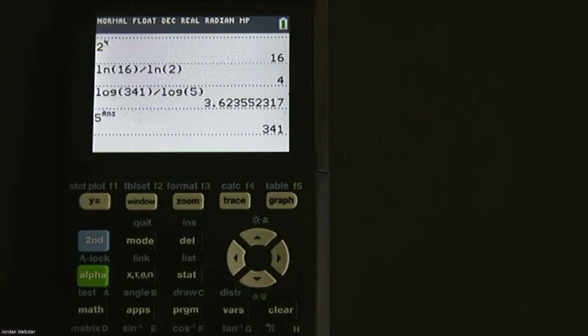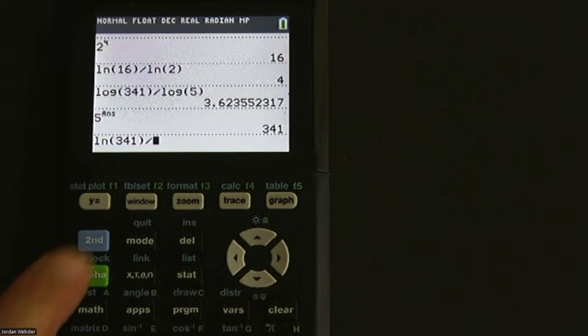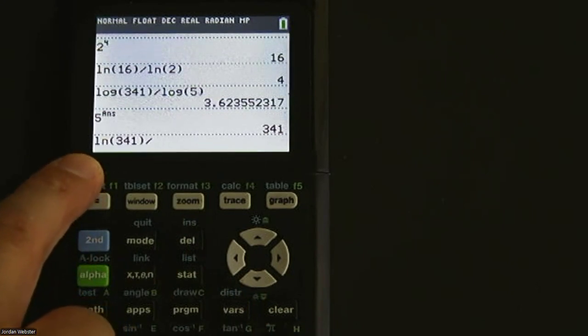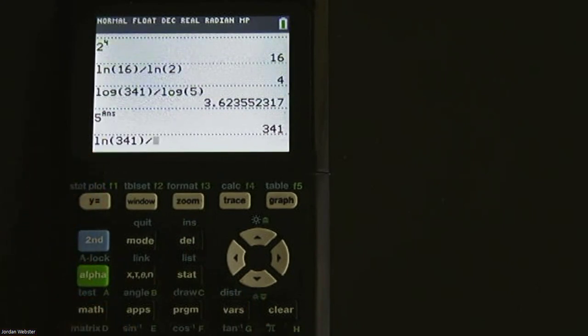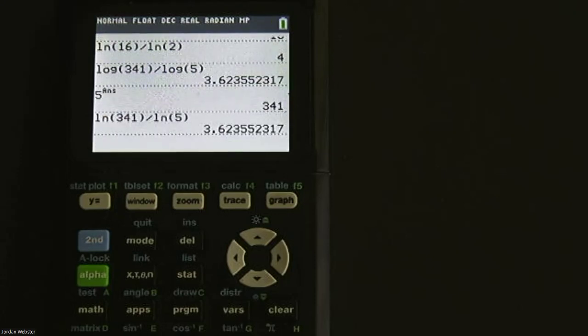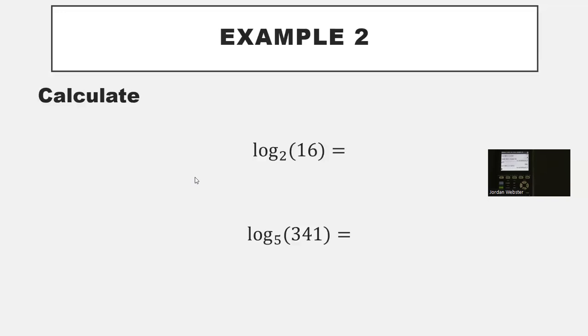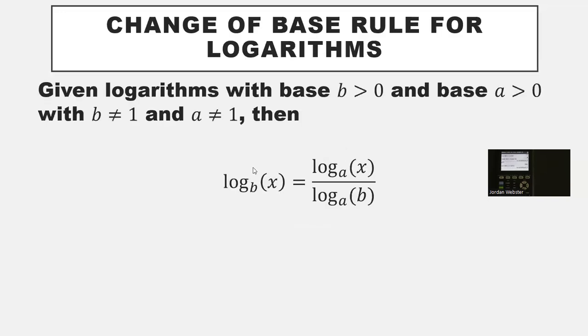You could have done it with natural log as well. It's kind of a preference. Make sure that whichever logarithm I use on top, I use that same logarithm on bottom. So if I'm using natural log on top, I use natural log on bottom. If I use log base 10 on top, I use log base 10 on bottom. So that's how to do it using this change of base rule for logarithms.